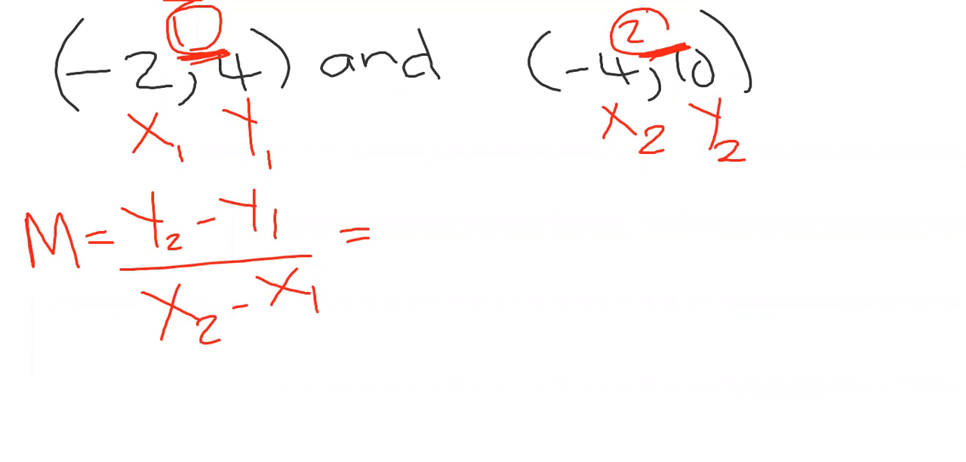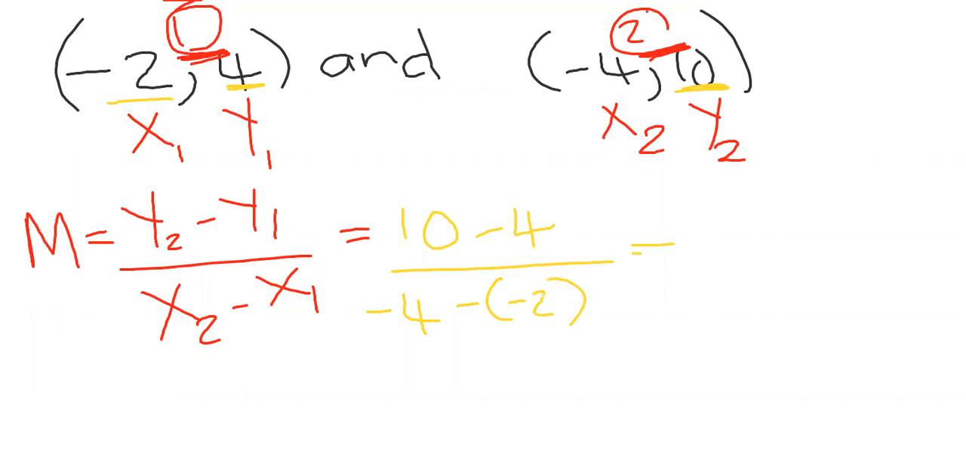Now, substitute your values. What is the value of y2? Y2 is here, so y2 is 10. Then what is the value of y1? Y1 is here and it's 4. So we put it there. Then we look at the value of x2. X2 is -4, minus. Then what is the value of x1? X1 is there and it's -2.